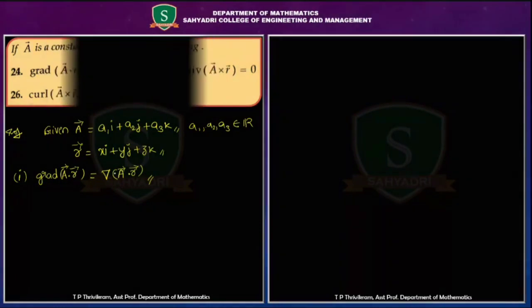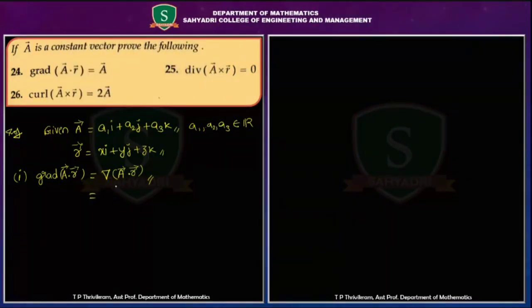So first write a dot r. Then we'll think about it later. So a dot r means i-cap into i-cap, j-cap into j-cap, k-cap into k-cap. If you do that, you'll get a1x plus a2y plus a3z. So this is the a dot r value.